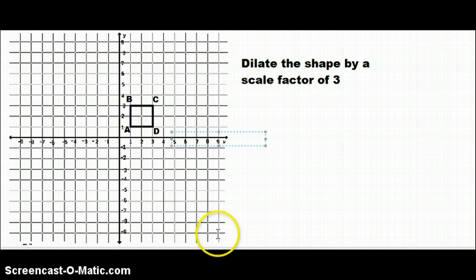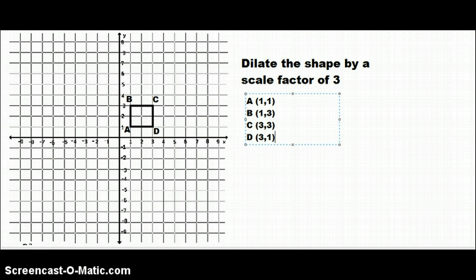As we look at this, we have a square labeled A, B, C, and D. The first thing we need to do is find the coordinates of those letters. A, as we can see, is 1, 1. B is 1, 3. C is 3, 3. And D is 3, 1.